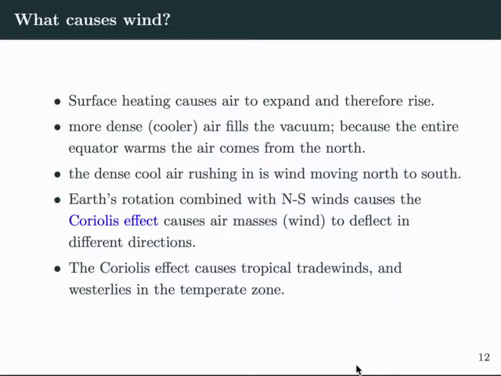The Coriolis effect causes tropical trade winds and westerlies in the temperate zone. So imagine you're standing on the equator and there are these tropical trade winds blowing across the Atlantic and the Pacific and the Indian Oceans. It's as if you're standing in a boat and the boat is floating on the ocean, and the ocean is spinning around really, really fast because the Earth is spinning.